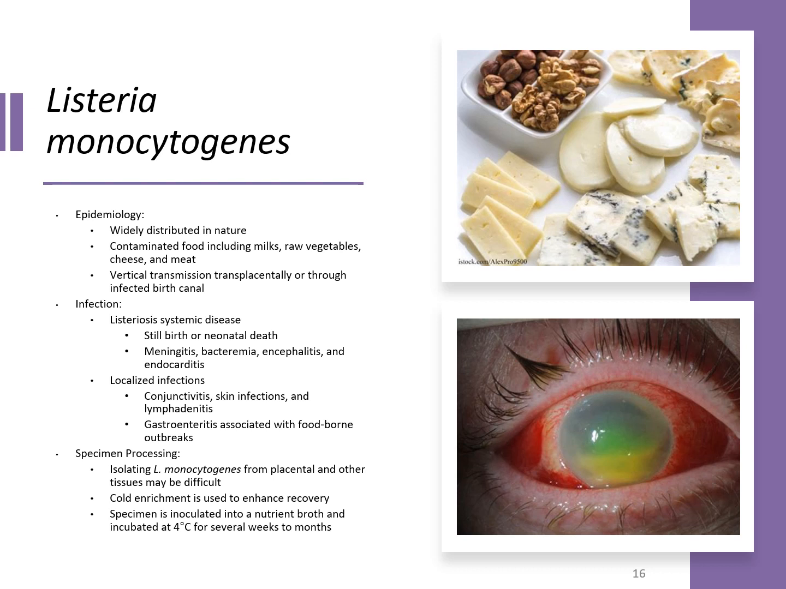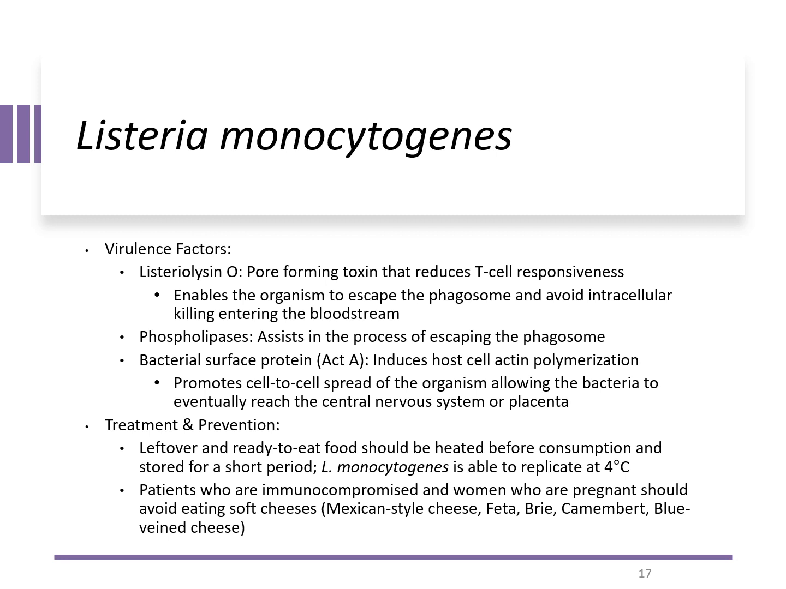With these organisms, when a specimen is sent for culture from the placenta or any other tissue, recovery can be very difficult, so a cold enrichment is necessary. The specimen is inoculated into a nutrient broth and incubated at 4 degrees Celsius, in the refrigerator, for several weeks or months to see if that organism will grow within that broth media. There are several virulence factors that allow this organism to escape the body's immune response and prevent it from being phagocytized. It also allows the organism to spread very easily from cell to cell, which allows it to eventually reach the central nervous system or even the placenta.